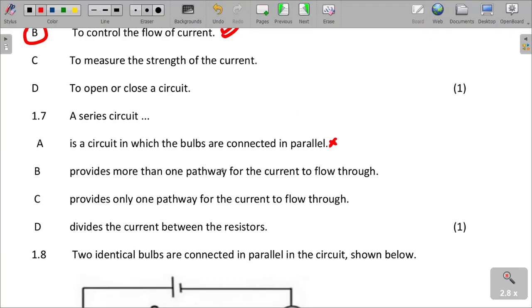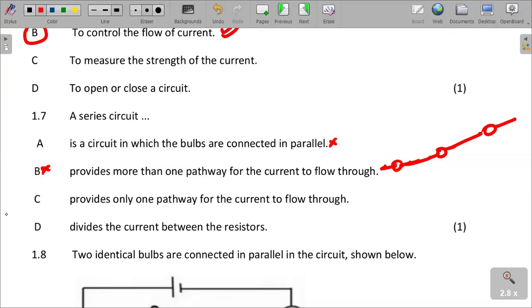When you talk about series, it's one after the other. They are connected continuously in a chain, in one pathway. It means they are on the same channel or the same pathway, so we cannot have more than one pathway. Hence, a series circuit provides only one pathway for current to flow through.